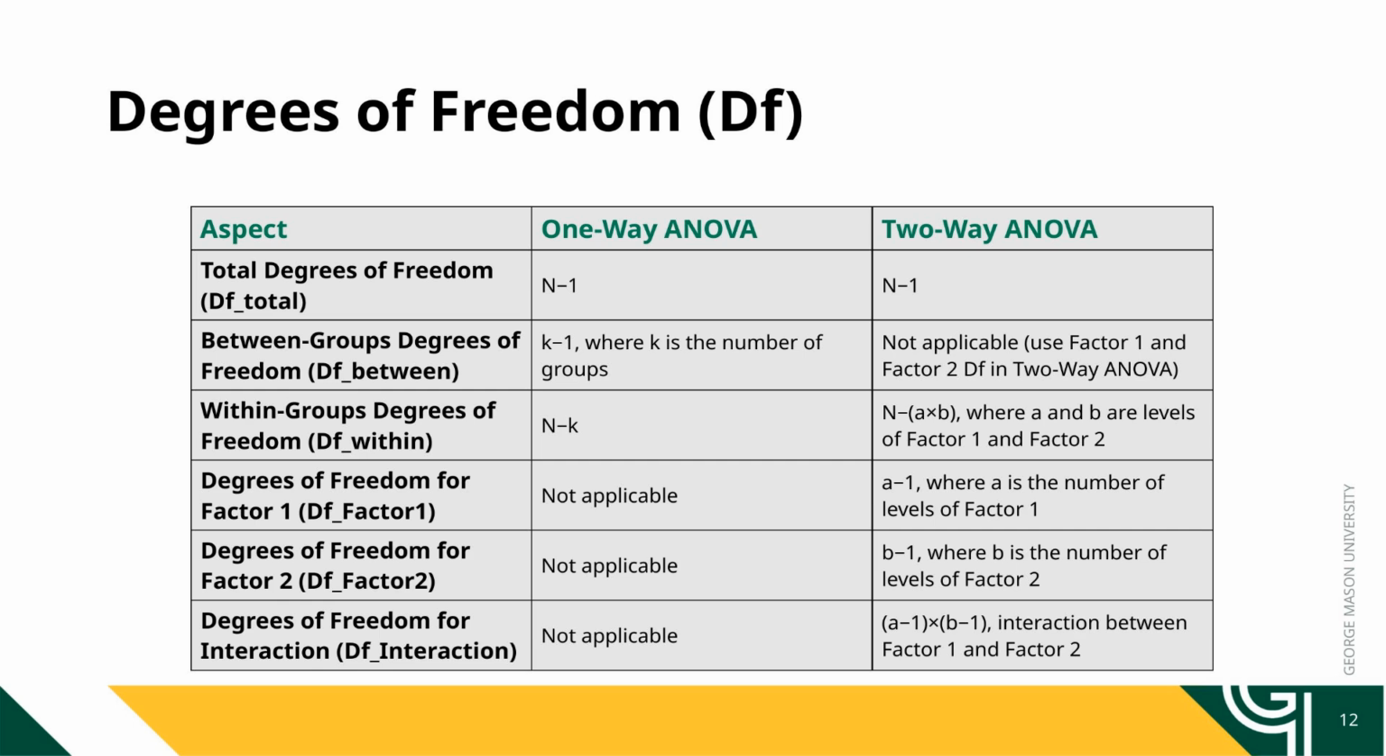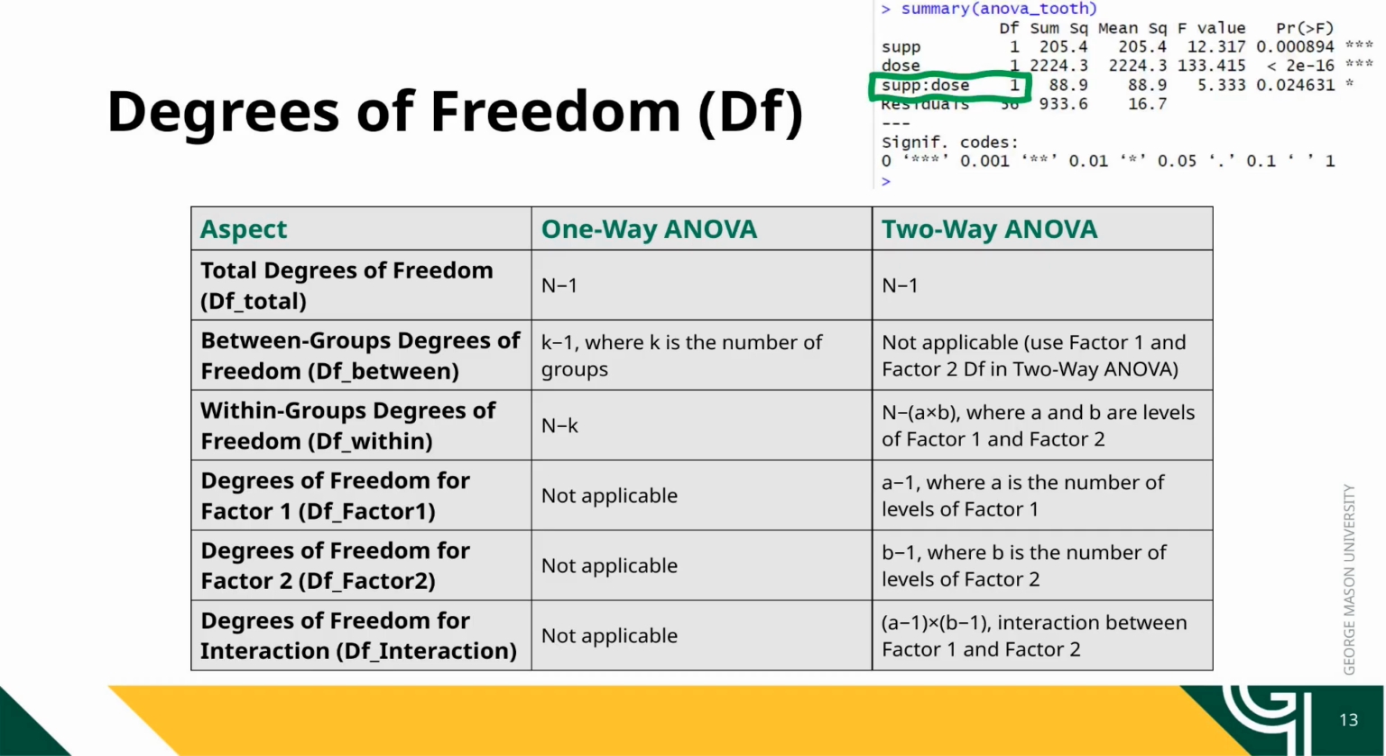The degrees of freedom for the interaction between factor 1 and factor 2 is calculated as A minus 1 times B minus 1. It tests whether the effect of one factor depends on the level of the other. In this example, with two levels for both factors, the degrees of freedom for the interaction is 2 minus 1 times 2 minus 1, which is 1, indicating one independent comparison to assess factor interaction.